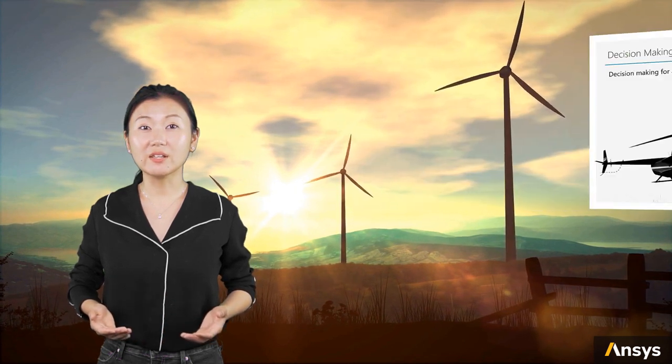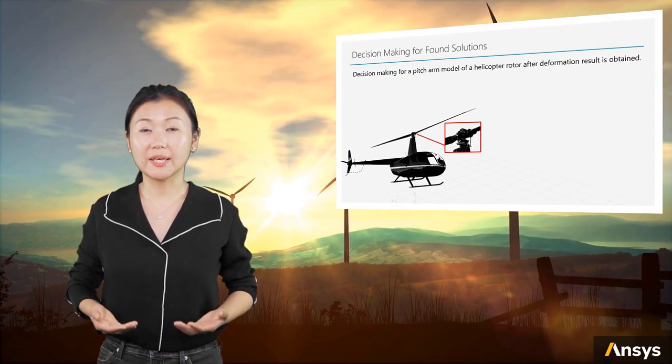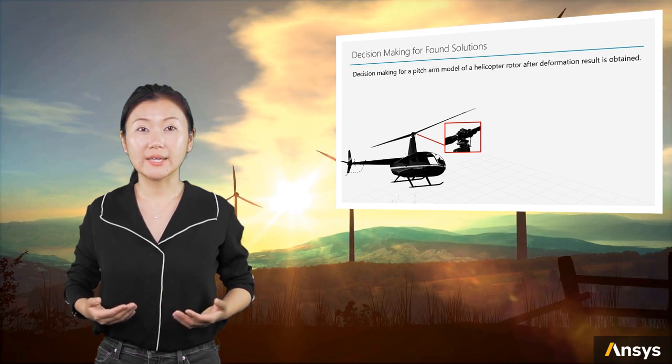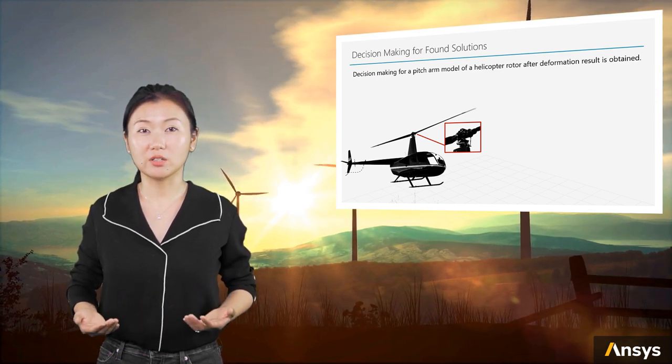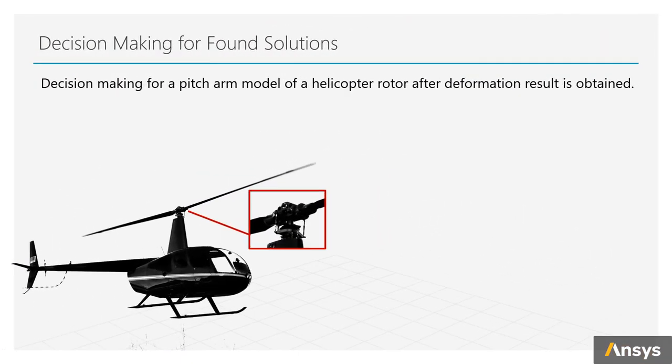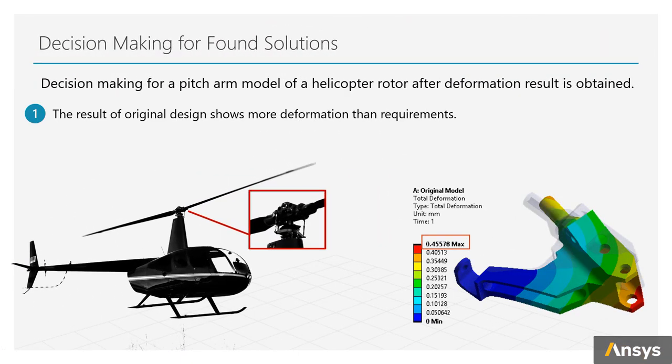Let's have a look at another example for engineering decision-making after the results are obtained. The problem we're solving is the pitch arm of a helicopter rotor, which holds the blade in rotational motion. With boundary conditions and loads on the part, the maximum deformation result is about 0.46 mm. If this amount exceeds the design requirements, an engineer needs to consider changing the design so that the deformation can be reduced under the same load.